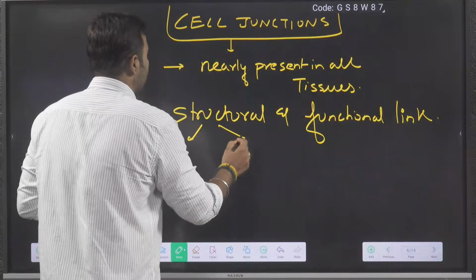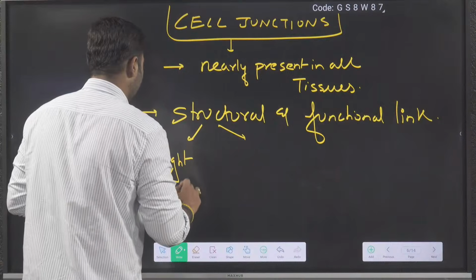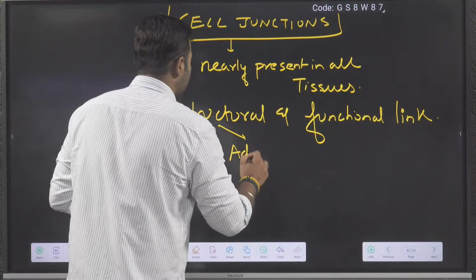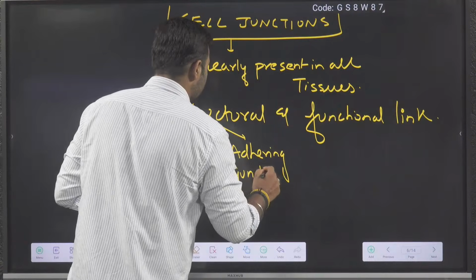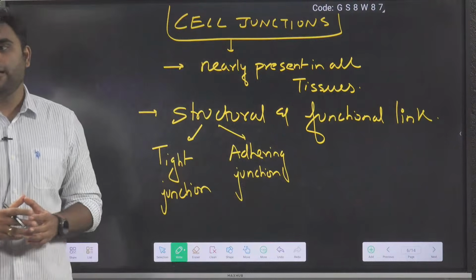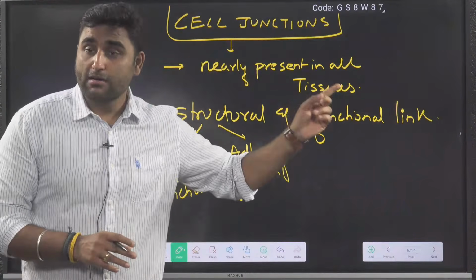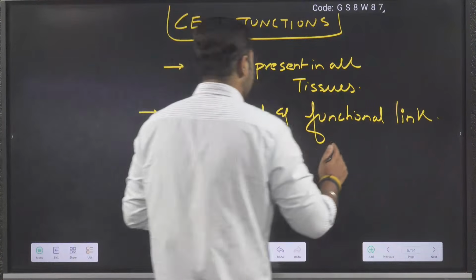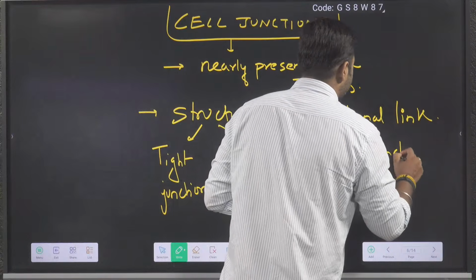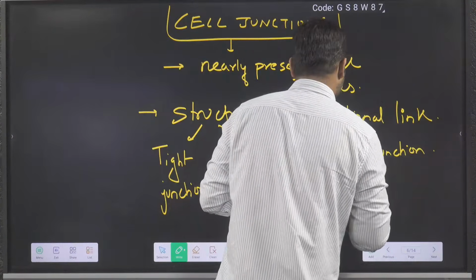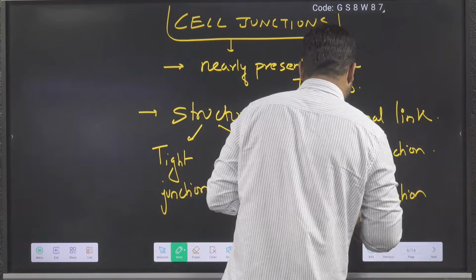Structural link is which one? Tight junction and adhering junction. They provide a structural link, connecting the cells and holding them together. Whereas the functional link is the gap junction. Functional link is which one? Gap junction, which provides communication between different cells.